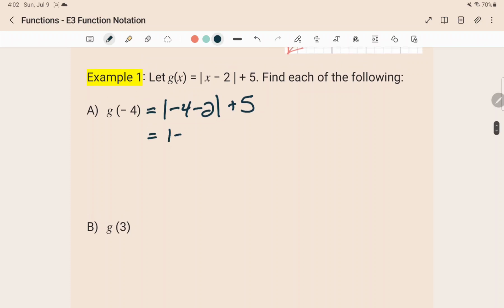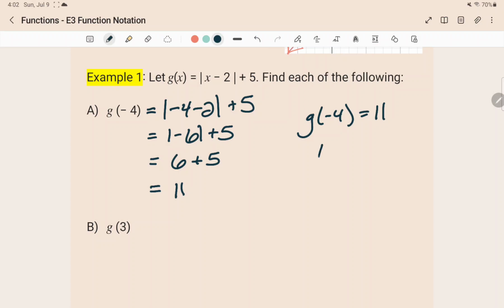-4 minus 2 is -6. The absolute value of -6 is 6. Plus 5, that gives us 11. So g(-4) equaling 11 means that the point (-4, 11) is on the graph of g(x).